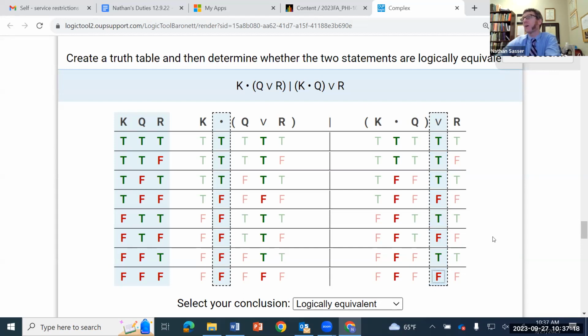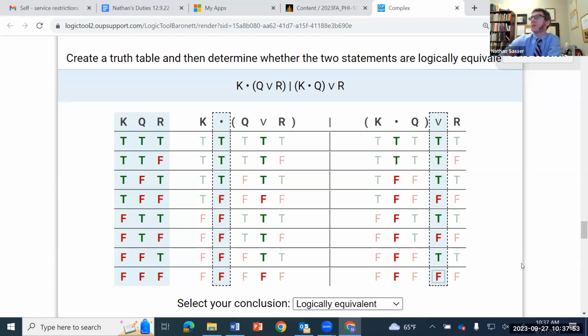And now I want to compare the lines of the truth table. All right, so line 1, we got true, true. Line 2, true, true. So far, all the same. So far, they're logically equivalent. Line 3, true, true. Line 4, false, false. So they're still logically equivalent. Line 5, false, true. They're not logically equivalent because on line 5, they have different truth values. Line 6, false, false. Line 7, false, true. Again, more evidence they're not logically equivalent. Line 8, they're both false.